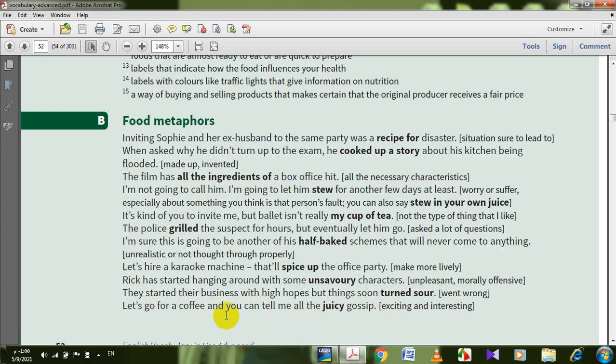Let's go for a coffee and you can tell me all the juicy gossip. All the juicy gossip means all the exciting and interesting gossip.